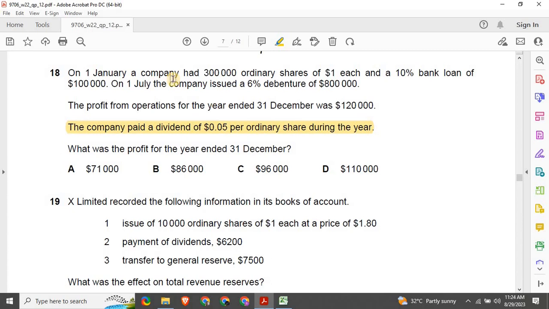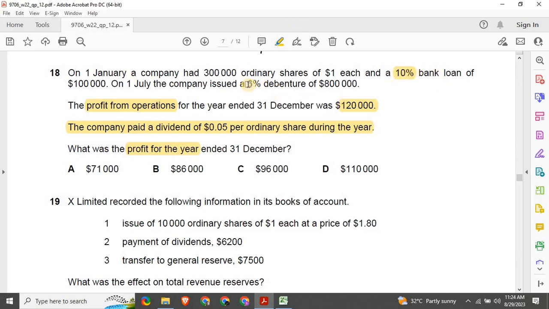Okay, because the question is asking what is the profit for the year. They have also given us the profit from operation, which is 120,000, and when we subtract interest and tax from the profit from operation, we get the profit for the year.